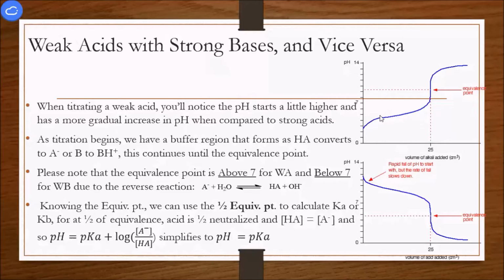So first thing you'll notice is that the pH starts a little higher than you would expect for a strong acid. So instead of starting at point something, like over here close to 0, we actually see something closer to 2 or 3. But that by itself doesn't necessarily mean you have a weak acid. You could just have a very dilute strong acid.